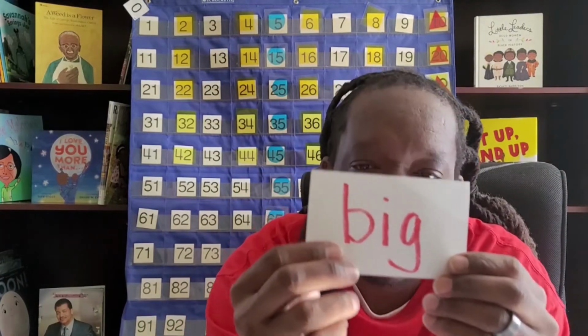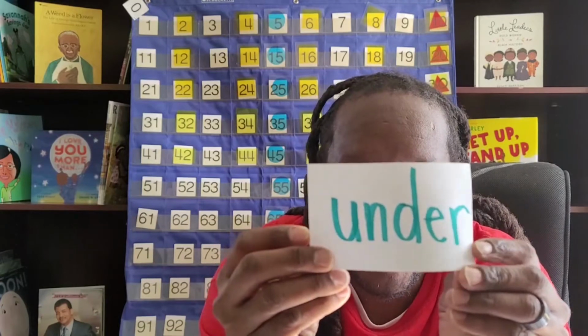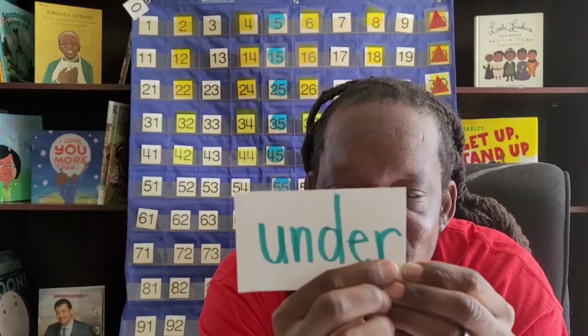Big. Let's spell big. B-I-G. Big. Big rhymes with what? Wig. Big wig. All right, our next word is under. Let's spell under. U-N-D-E-R. What word rhymes with under?